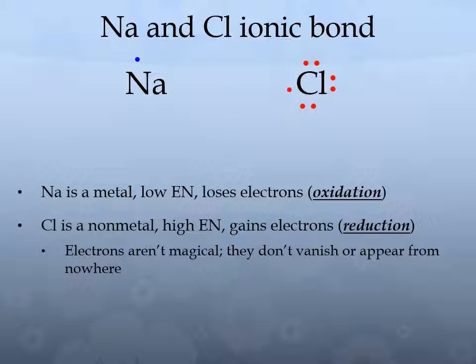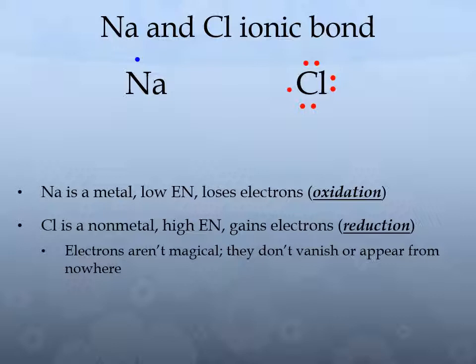In a few chapters, we'll talk a little more about these processes of losing and gaining electrons. So I'm going to tell you the words we'll use then as a sneak peek. Losing electrons is called oxidation, and gaining electrons is called reduction. In any case, the metal sodium in this example would lose its electron, and it doesn't just disappear. It's transferred to the nonmetal chlorine.